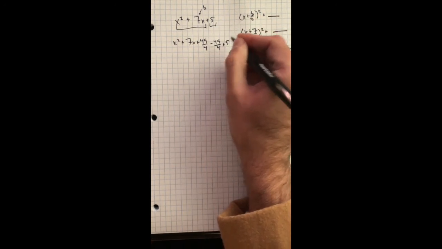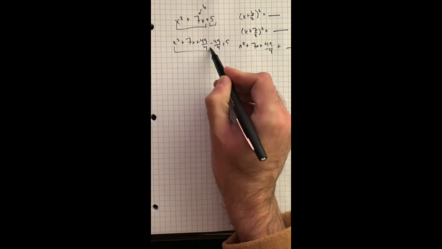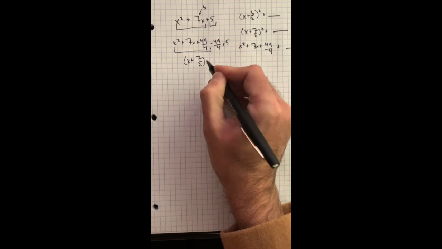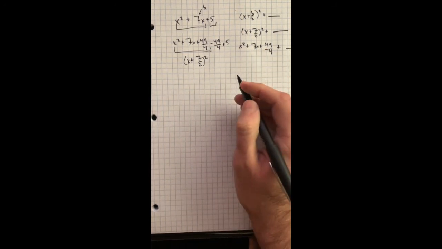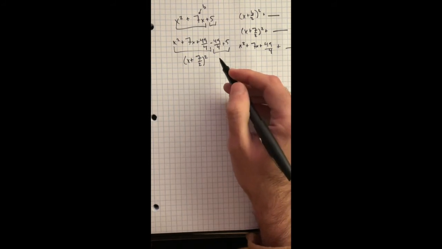Okay, so we added that, we subtracted that, and then we still had this from the expression before, plus 5. So now we're going to rewrite this in the way that we knew we wanted to write it, which is x plus 7 over 2 squared. And how do we rewrite this part? Negative 49 over 4 plus 5. Pause and think about it.